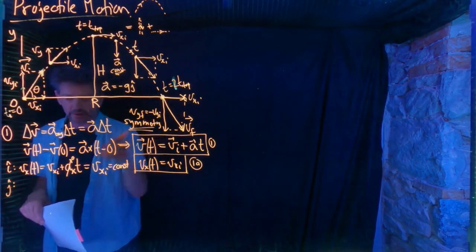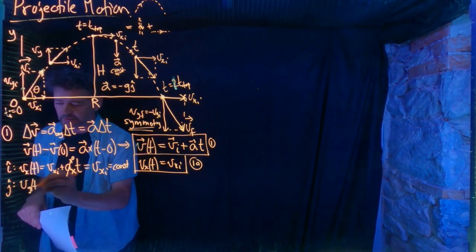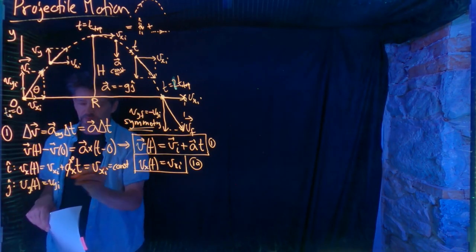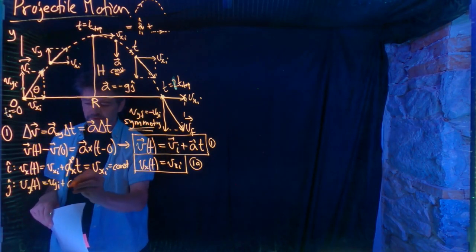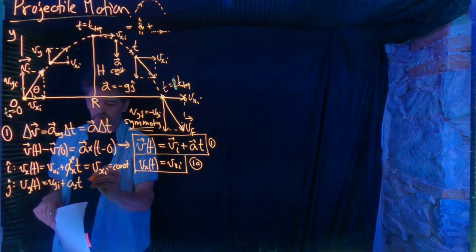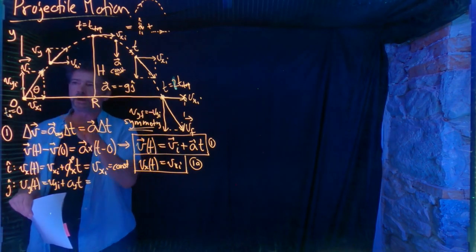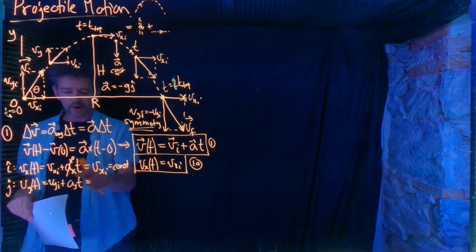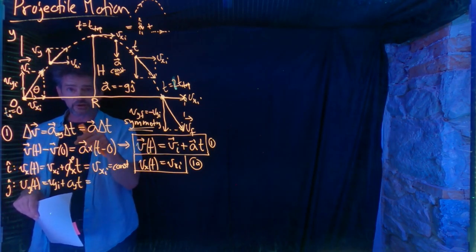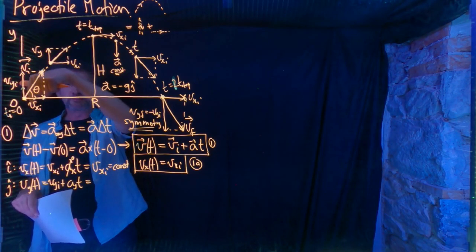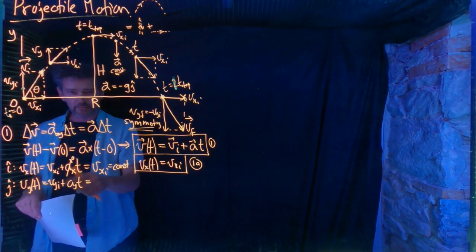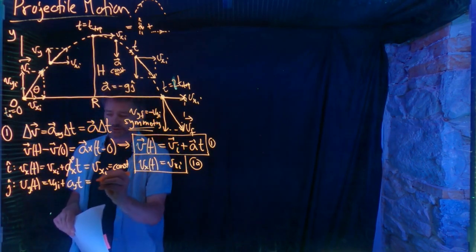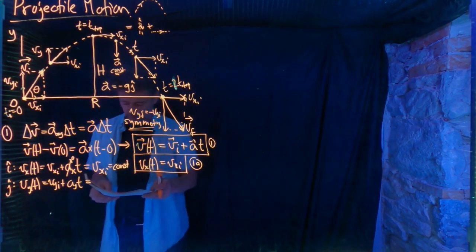So this tells you that the y component of the velocity at any time t is equal to the y component of the velocity initially plus the y component of the acceleration times time. Now, we've chosen the y-axis to be vertically up, and so the y component of the acceleration is negative g. Had we chosen the y-axis to be vertically down, then the y component of the acceleration would be positive g.